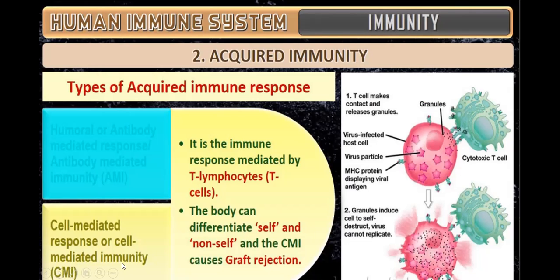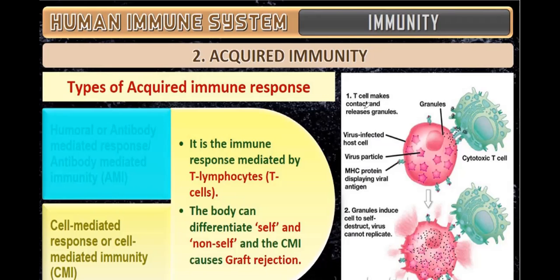Cell-mediated response or cell-mediated immunity is the immune response mediated by T lymphocytes or T cells. What is CMI? It is the immune response mediated by T lymphocytes, not by B lymphocytes. What does the T lymphocyte do? The body can differentiate self and non-self, and CMI causes graft rejection.